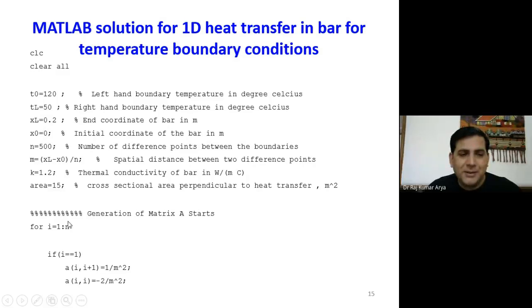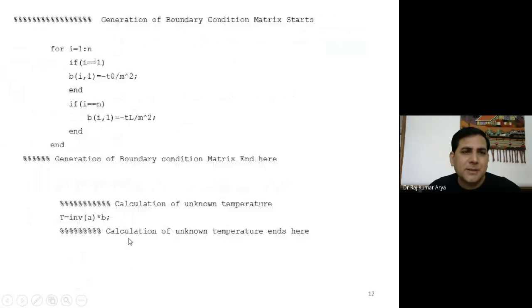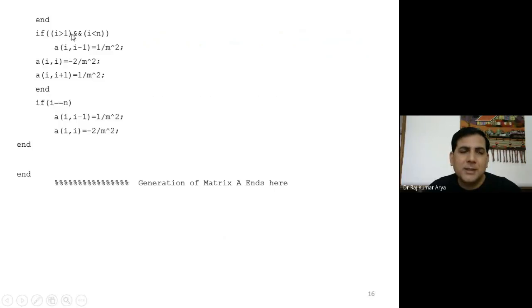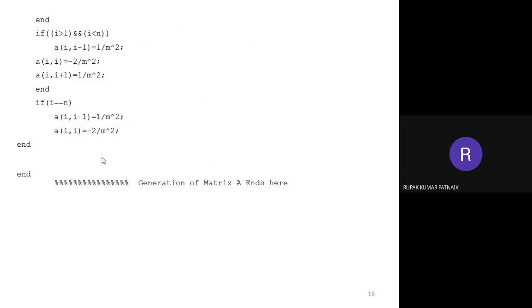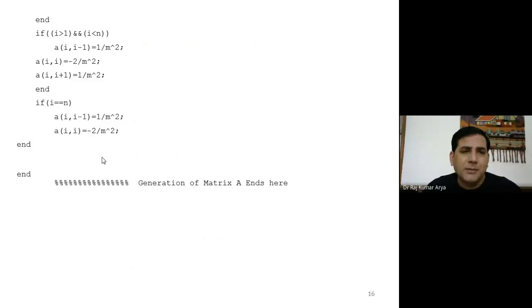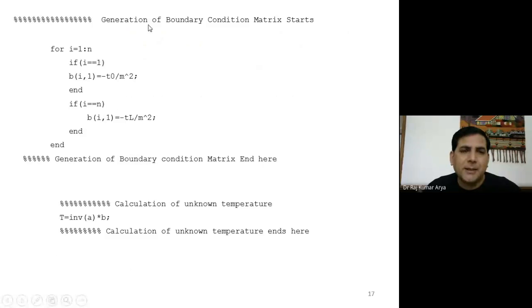So here you are generating 1 to n. To generate this, I wrote for the part between i equal to 2 to n minus 1 from here, and i equal to n is the last row only. Okay. Yes, sir. After that, you again generate the boundary condition matrix.